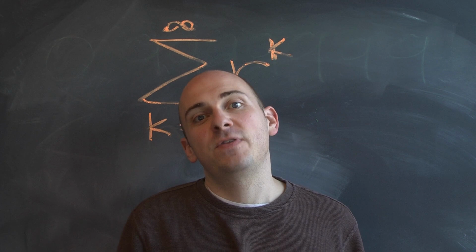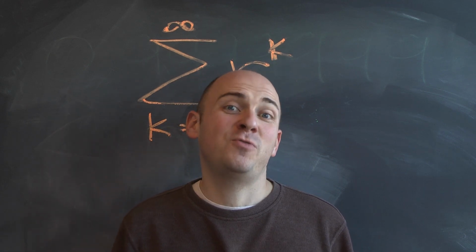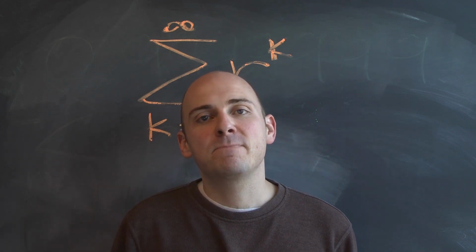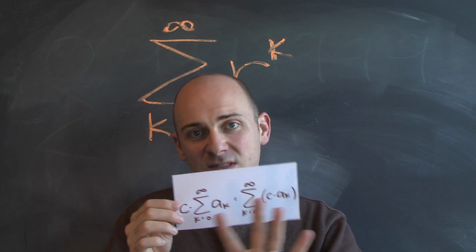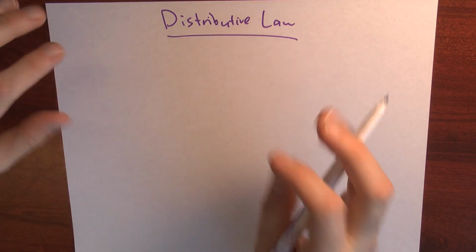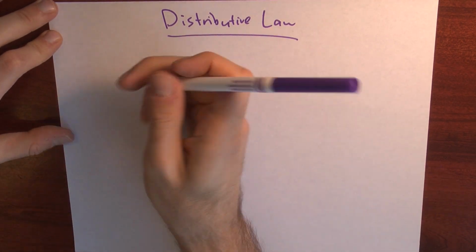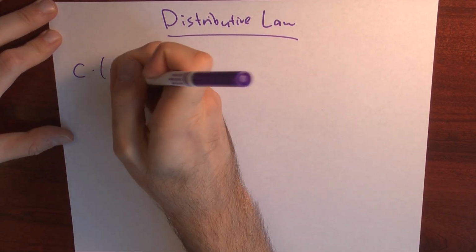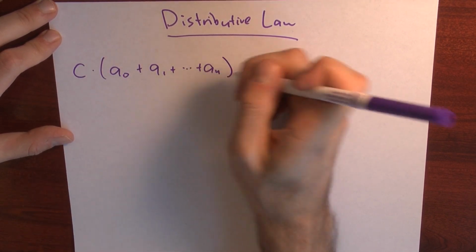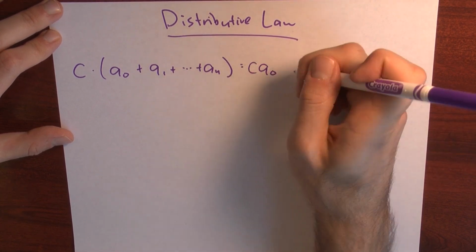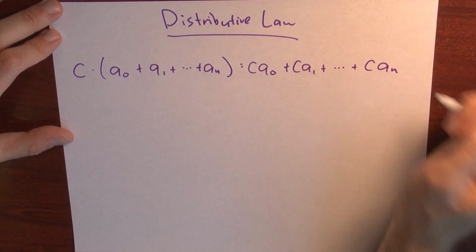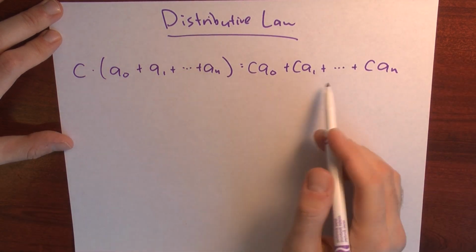But even more useful than the formula is the method that we used for deriving it. We used this fact to derive that formula. But this fact, while it looks like the distributive law, is more than just the distributive law. What I mean is that the distributive law says this. It says that c times a sub 0 plus a sub 1 plus dot dot dot plus a sub n is equal to c times a sub 0 plus c times a sub 1 plus dot dot dot plus c times a sub n. It's something about finite sums.